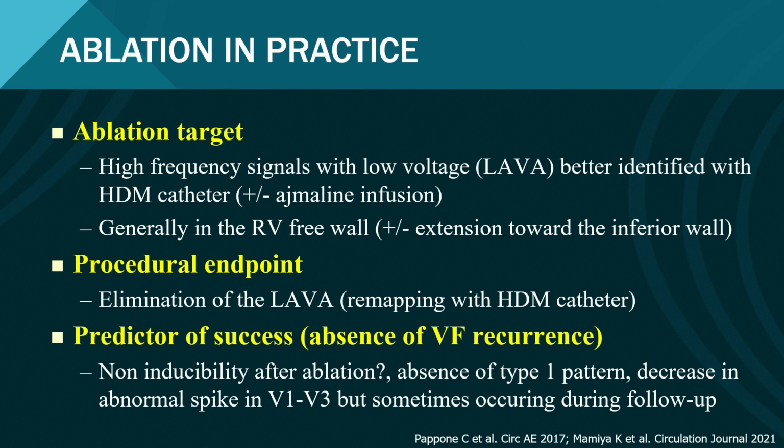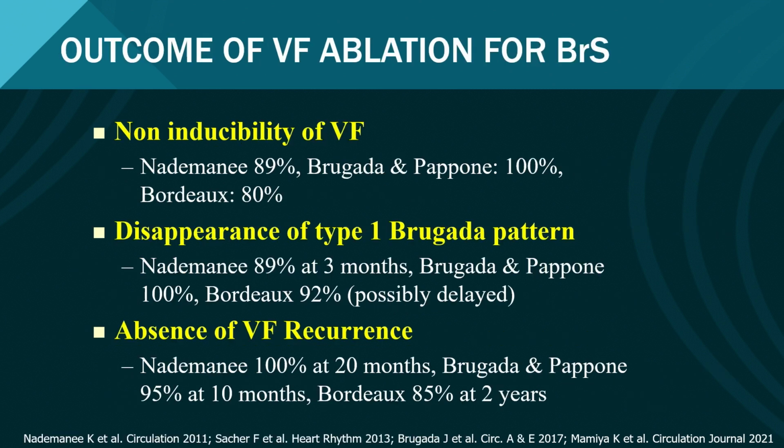The goal is, of course, the absence of recurrence of VF, and the predictor for success for that goal is non-inducibility after ablation. Well, we put a question mark here. It's very unclear, the role of inducibility here. But definitely the absence of type 1 pattern has been shown to be associated with better outcome. And the decrease of the spike in V1, V3.